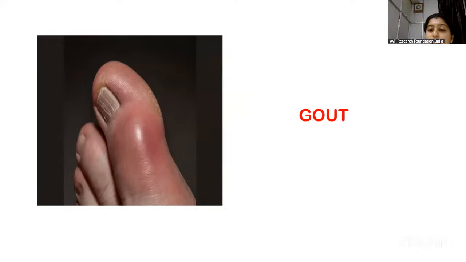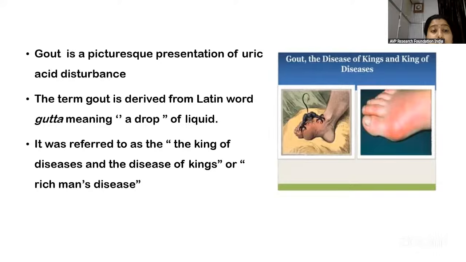Now, we will move on to the condition called gout or gouty arthritis. Gout is the picturesque representation of uric acid disturbance. The term gout is derived from the Latin word gutta, meaning a drop of liquid. It was referred to as the king of diseases and the disease of kings, or rich man's disease. So, as I said, an elevated serum uric acid level is nothing but a premonitory symptom of developing gout. This disease is important, and as its name suggests, it is known as the king of diseases and the disease of kings, or rich man's disease.